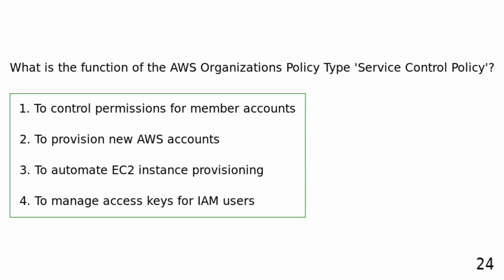What is the function of the AWS Organizations policy type, service control policy? To control permissions for member accounts. To provision new AWS accounts. To automate EC2 instance provisioning. To manage access keys for IAM users.